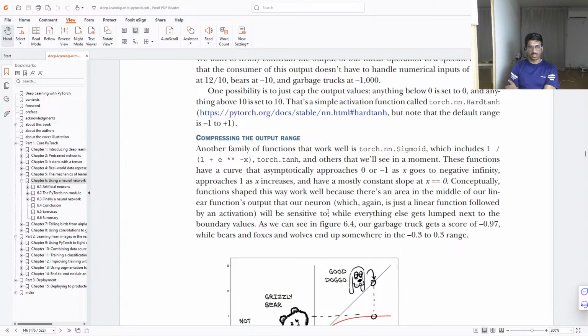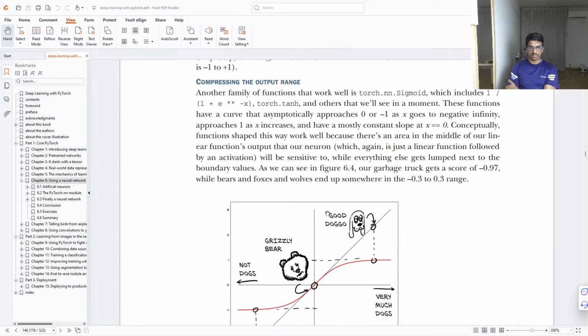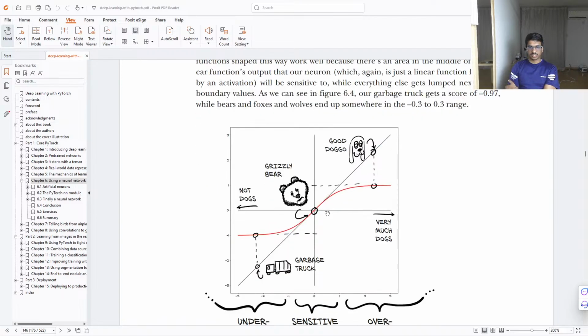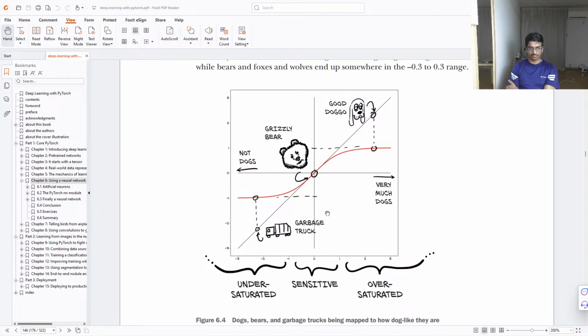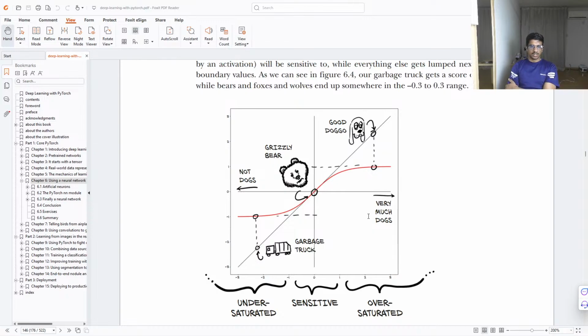Consequently, a function shaped this way works well because there is an area in the middle of our linear function output that our neuron, which again is just a linear function followed by an activation, will be sensitive to. While everything else gets lumped next to the boundary values, as we can see in figure 6.4, our garbage truck gets a score of minus 0.97, while bears and foxes and wolves end up somewhere in the range of minus 0.3 to 0.3. Undersaturated, sensitive, oversaturated. Not dog, very much dog.